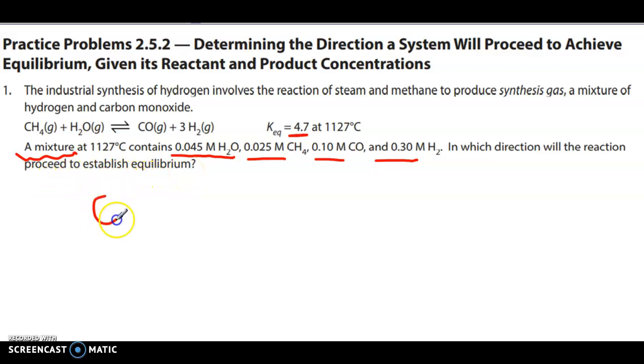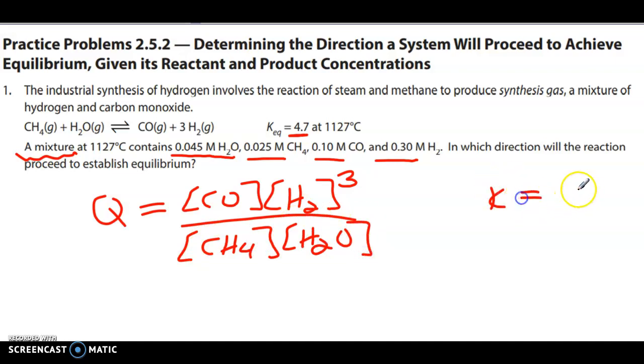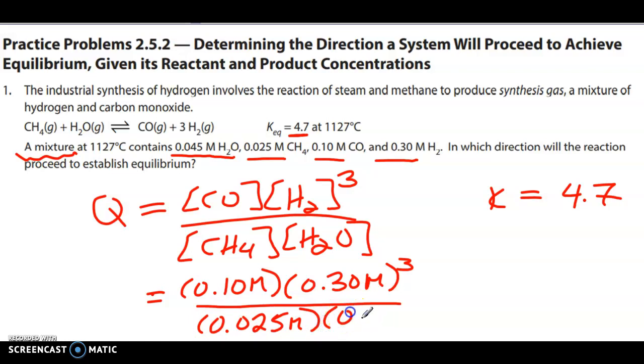Okay, so we're going to have to use Q because we are not sure if this is in equilibrium or not, right? So it's products over reactants. Everything is a gas here, so everything is going to be included. All right, and I'm just going to put to the side here that our K value is 4.7. So you would literally plug in these numbers the same way you would plug in for your K and then compare it at the end. So we have our carbon monoxide, our hydrogen, our ammonia, methane, and water.